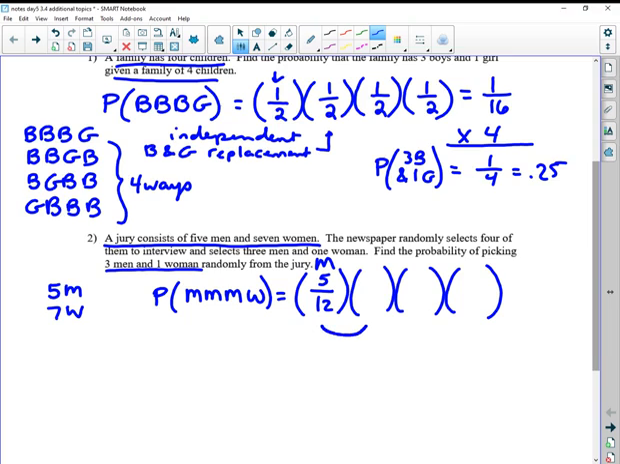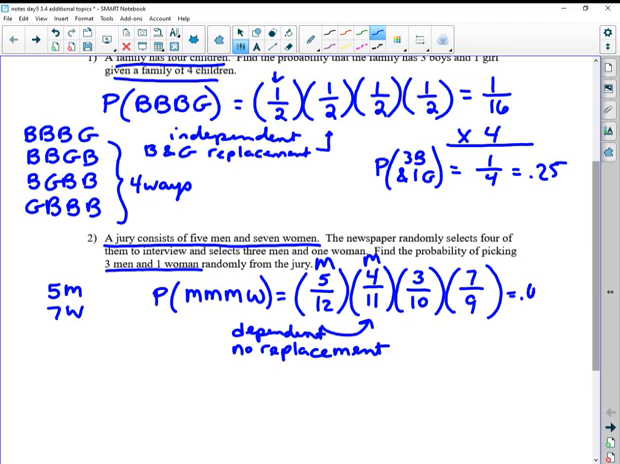When we take the next man, what's different about the probability is it's a dependent situation where we had no replacement. We weren't putting that man back into the pool and potentially picking him again. We're going to pick a different man and have him be on this group. So now we're 4 out of 11, and this continues the process as we take our next man, and then we need our one woman right here. And I get my probability.